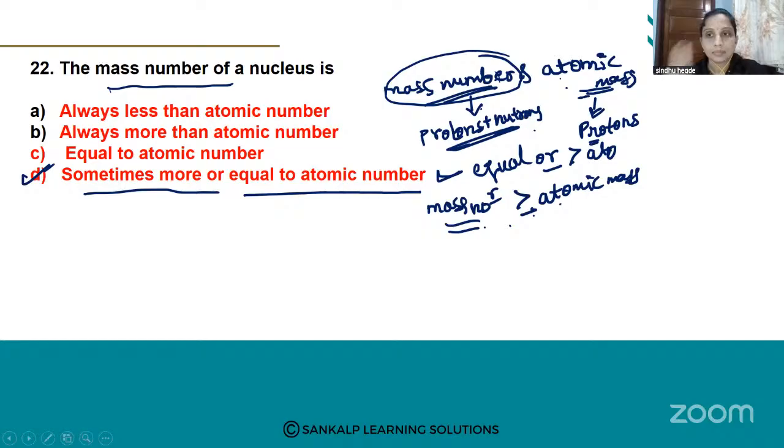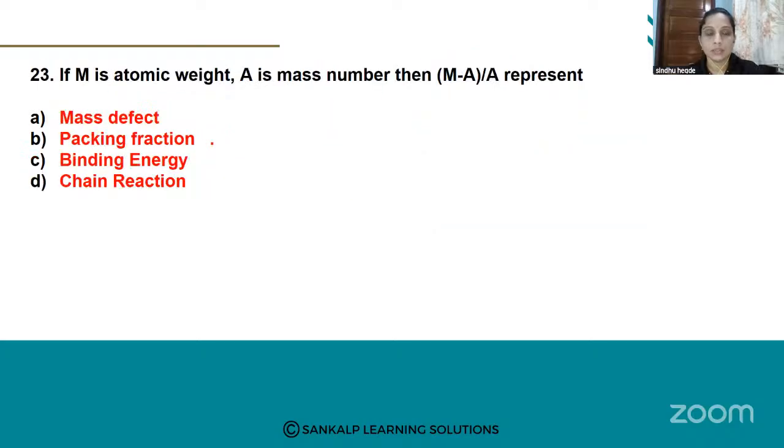Got it cleared? This is a theory concept. You should know what the mass number represents. It represents both the protons and neutrons numbers, but the atomic number represents only protons. Got it clear? Okay, we'll move to the next.